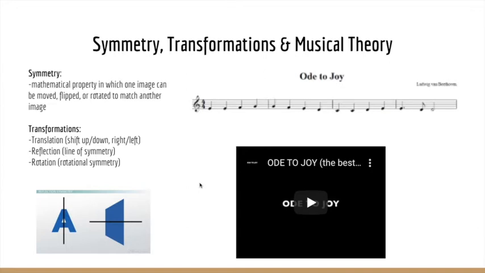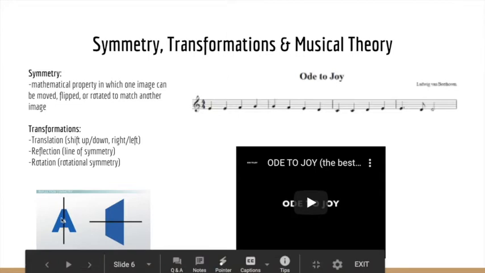Another mathematical property that shows up in music is the property of symmetry. Symmetry is a property in which one image can be moved, flipped, or rotated to match another image. So if you take a look down here at the letter A, this piece of the A could be flipped on top of the right piece, and there would be no overlap at all. It would match perfectly. So that's what we're talking about when we discuss symmetry.